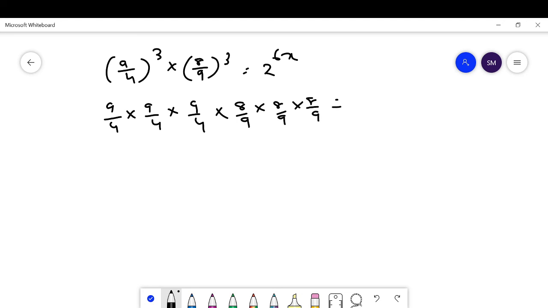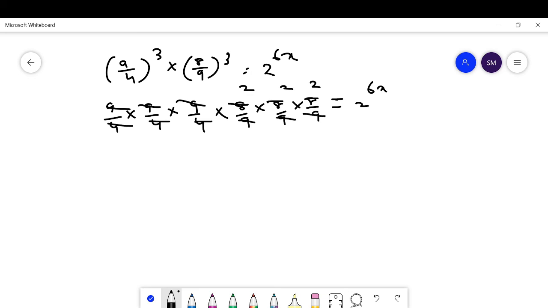As these bases are not equal, hence we cannot apply the properties of exponents. That's why I open the bracket and write it in the expanded form. This is 2 to the power 6x. Keep the RHS as it is. Then 4 cancels with 8, giving 2. Again 4 cancels with 8, giving 2. Again 4 cancels with 8, giving 2. 9, 9 cancel. 9, 9 cancel.